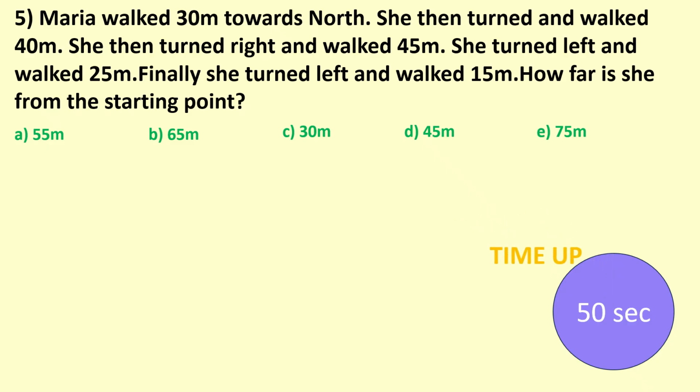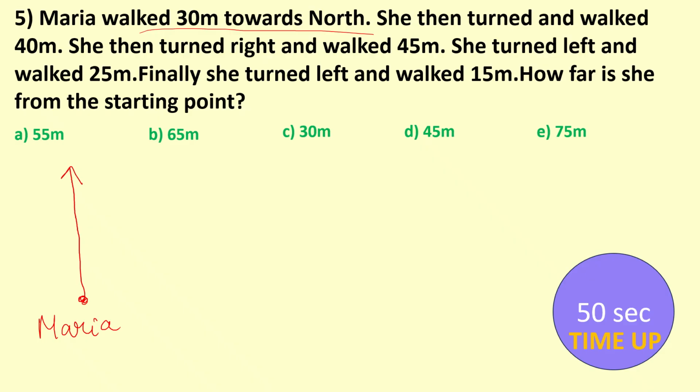Okay, time up students. So we'll see how to solve this. Maria walked 30 meters towards north. So suppose we'll take Maria is here. Maria madam यहाँ पे है, और वो चलते चलते कहाँ तक पहुंची, 30 मीटर चली और नॉर्थ साइड तक पहुंची.